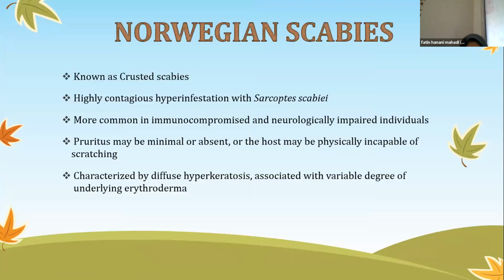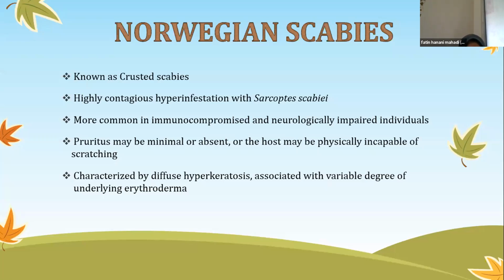Okay, as I mentioned earlier, those who are immunocompromised, those who are elderly, those on long-term corticosteroids, those who have HIV infection actually have a greater risk for developing the severe form of scabies, which is also known as Norwegian scabies or crusted scabies. It is highly contagious with hyperinfestation of about 2 million live mites at one time.